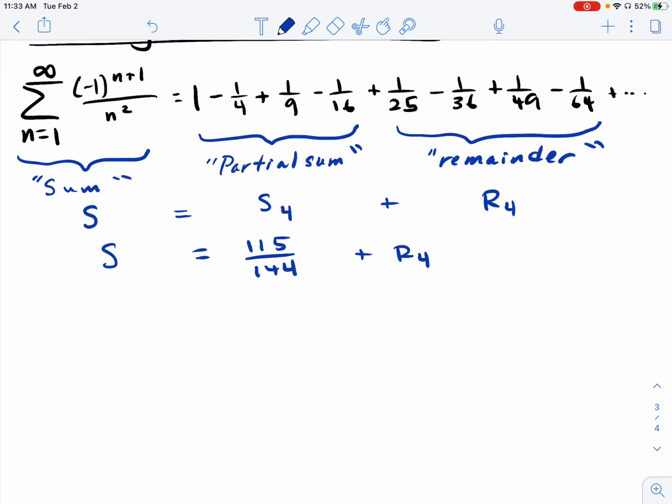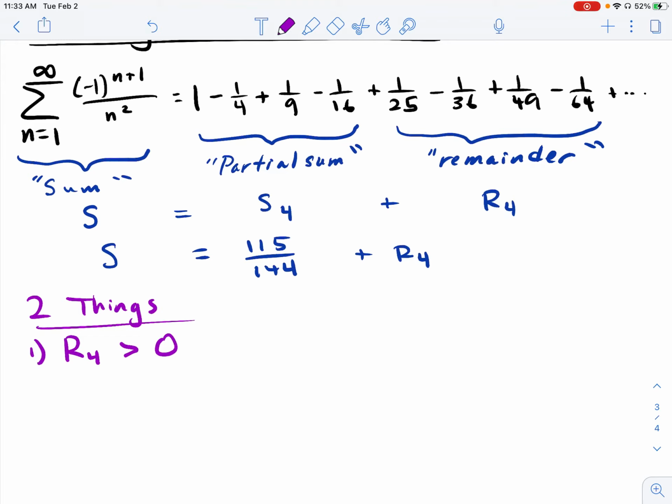Now, from here, I want to establish two really important facts. Two important things that we need to establish from having looked at this. First off, R sub 4 here must be greater than 0. In other words, R sub 4, our remainder, has to be positive. Take a moment and think about why this has to be the case. How do you know for certain that a remainder has to be positive? If you need to pause it, you can, but just think about that for a moment.